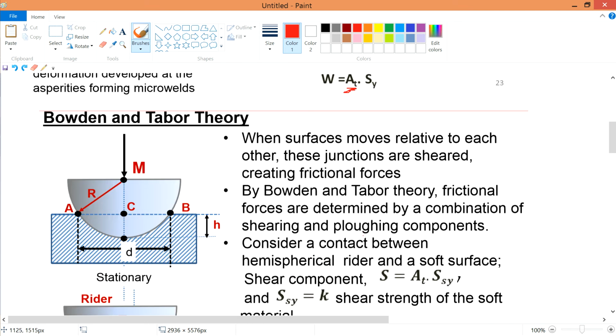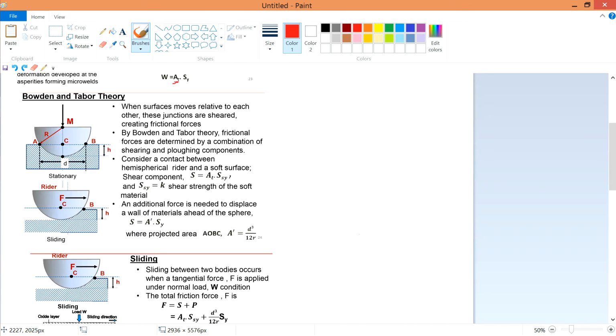So the Bowden and Tabor theory states that there are two combined components in your friction: shearing and plowing. Shearing, most probably you know what it is. You have this material, and when you shear it, this part over here will move like that, so you kind of shear it. So what about the plowing? Plowing is slightly different.